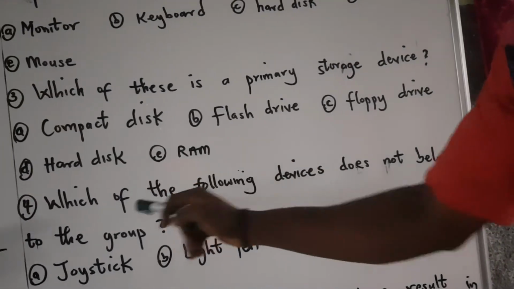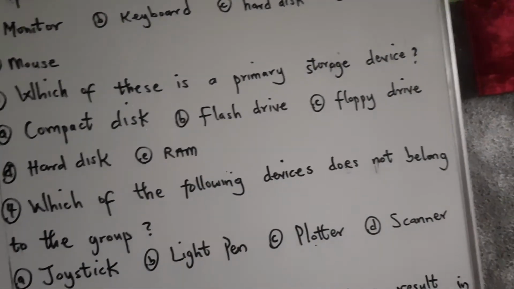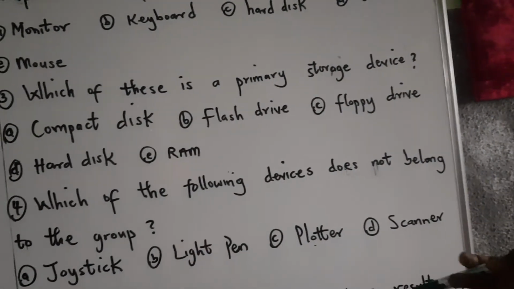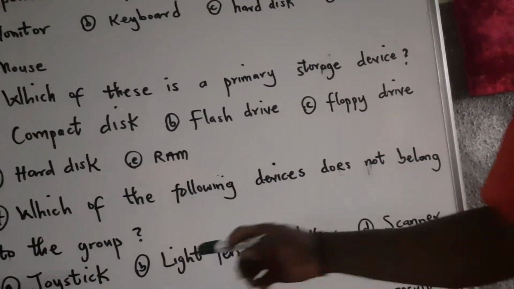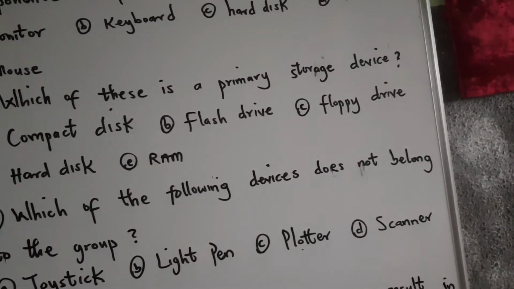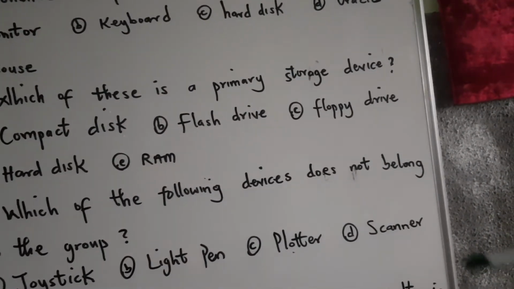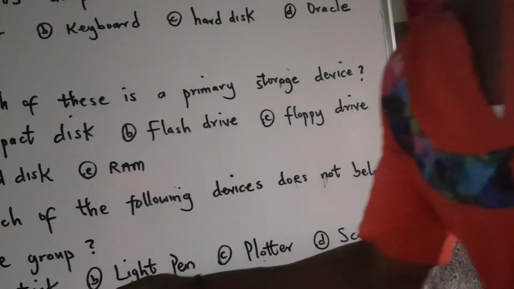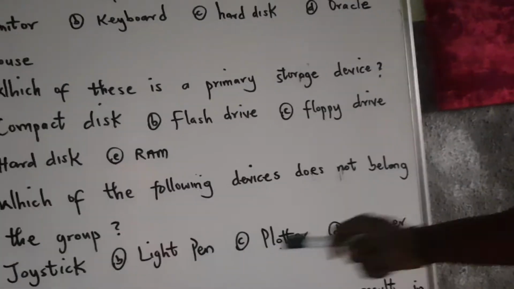Number 4 says, which of the following devices does not belong to the group? We have the joystick. First of all, what kind of device is the joystick? Is it an input device or output device? We have the light pen. Is it an input device or output device? We have the plotter. Is it an input device or an output device? We have the scanner. Is it an input device or an output device? And we have the trackball. With that, we should be able to pick out our answer from those options.